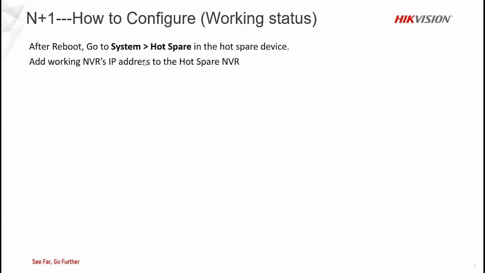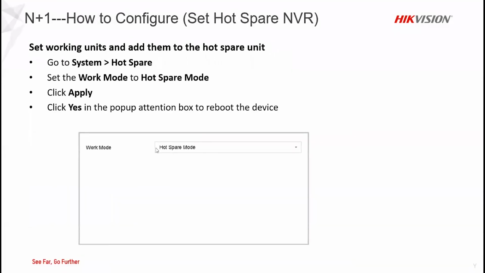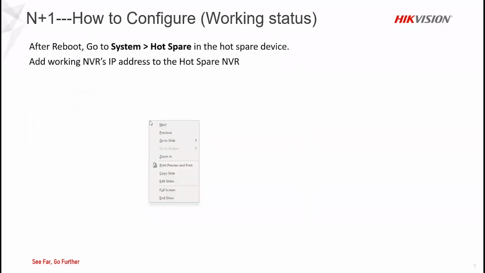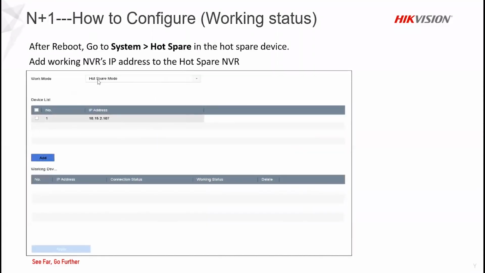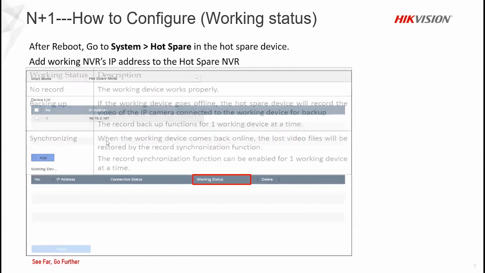so let me go back just to explain. When you enable the hot spare, the NVR will ask you to reboot the system. So after it is rebooted, you have to come to this system hot spare mode, and you will then see the device list. So from clicking on add, you can add up to 32 NVRs to this hot spare NVR, and automatically it will be working as a hot spare device for that particular NVR. So that is how it works.